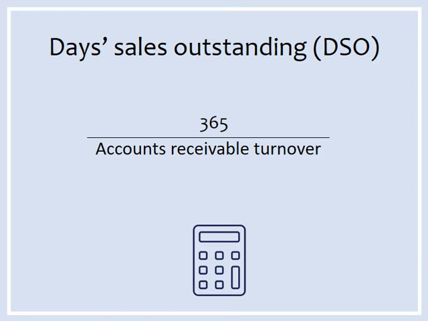Once the ratio turnover is computed, it is converted to the days sales outstanding, DSO ratio, by dividing it into 365 days per year. For DSO, shorter is better because it shows that cash is coming in quickly. Notice that a high turnover translates into a smaller number for DSO, and low turnover translates to a larger number for DSO.